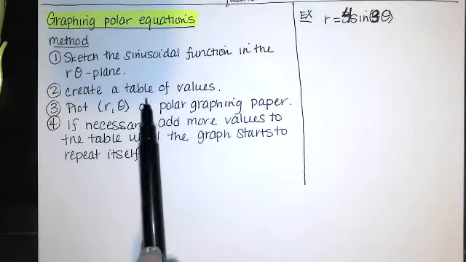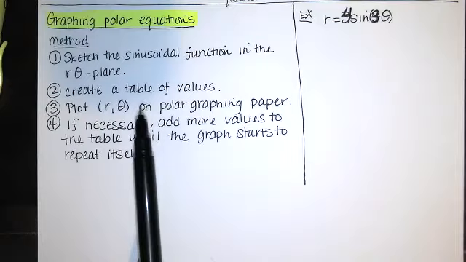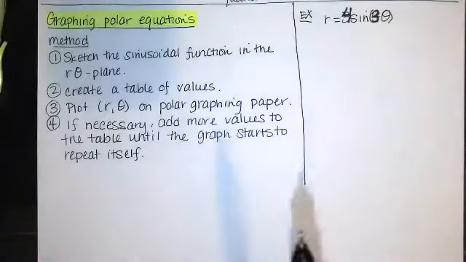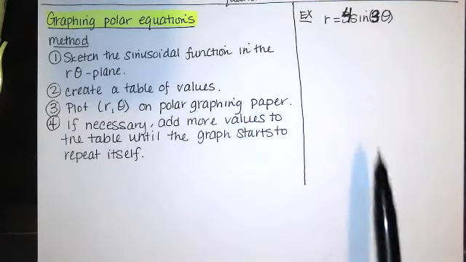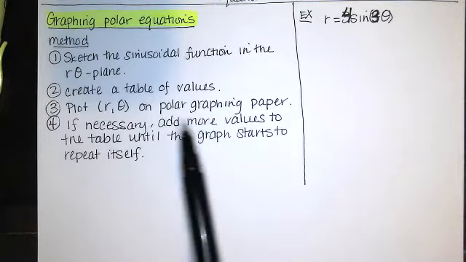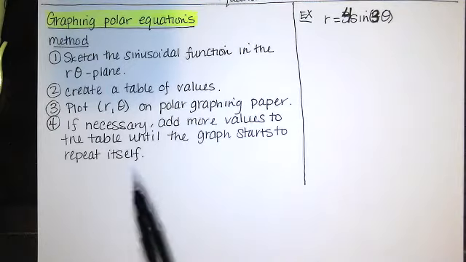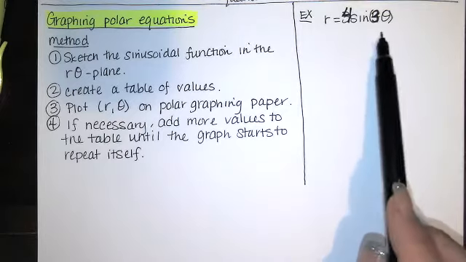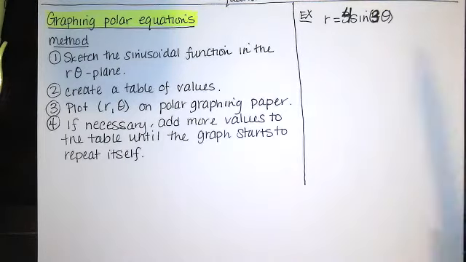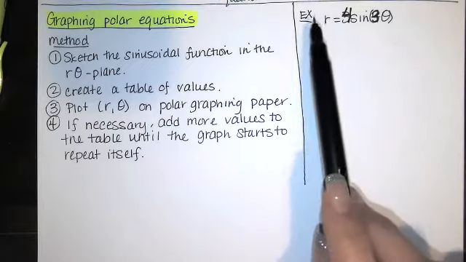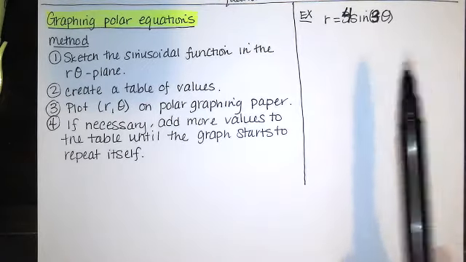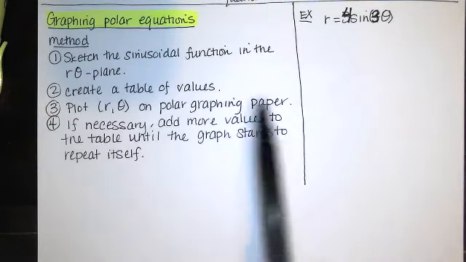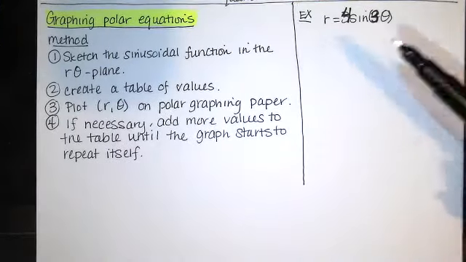Then I'll use my graph to create a table of values, and then I will take that table of values and plot the points on polar plotting paper. Now, if necessary, I might have to add more values to my table until the graph starts to repeat itself. Because this is a polar equation, eventually the graph will start to repeat itself. It's just hard to tell on the surface where it would start to repeat itself. So that's the plan. Let's go through that process for this polar equation.